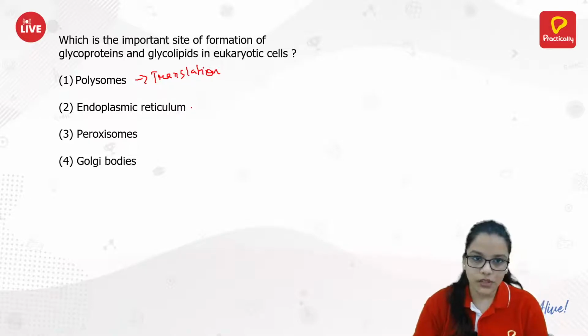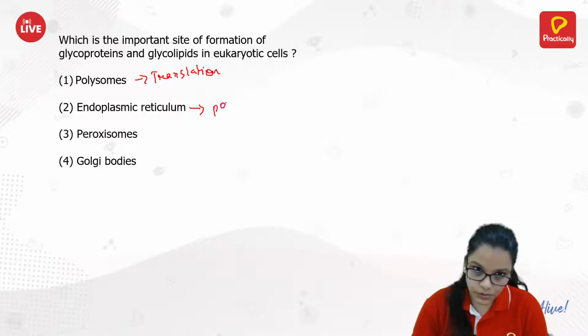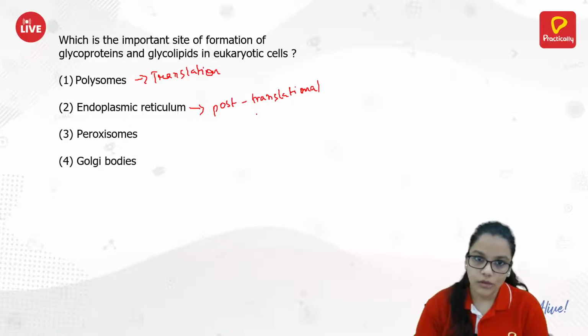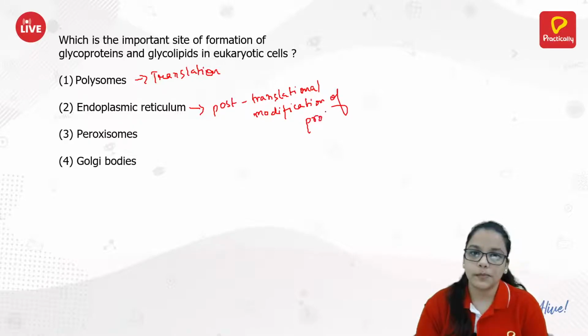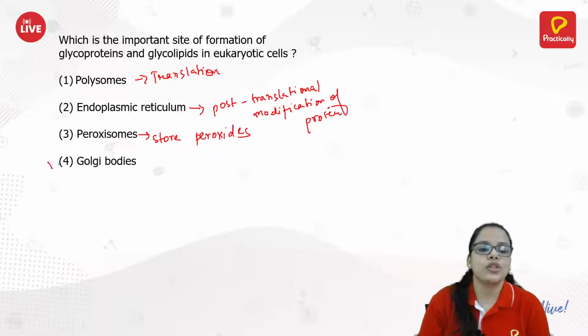Okay. Endoplasmic reticulum, this also does not produce glycoproteins and glycolipids. Endoplasmic reticulum is for post-translational modification of proteins or peptides. Peroxisomes are not it either. Peroxisomes basically store peroxides. So the answer is Golgi bodies.